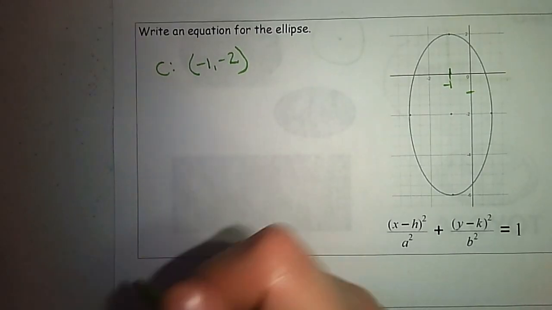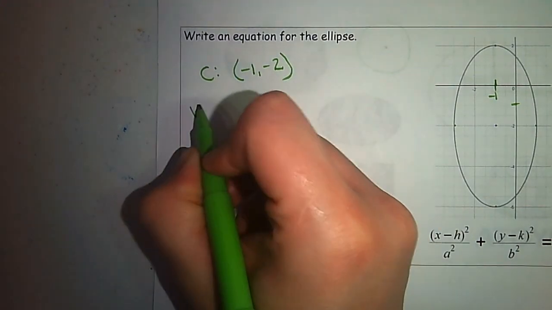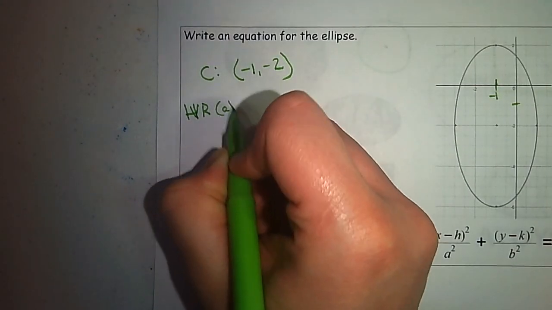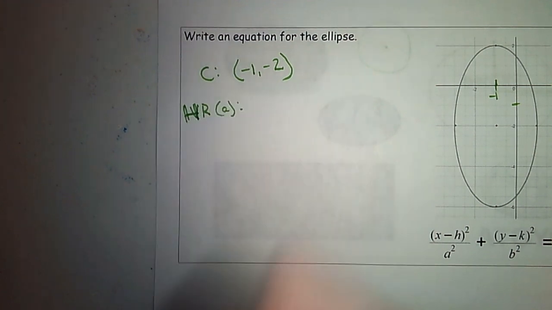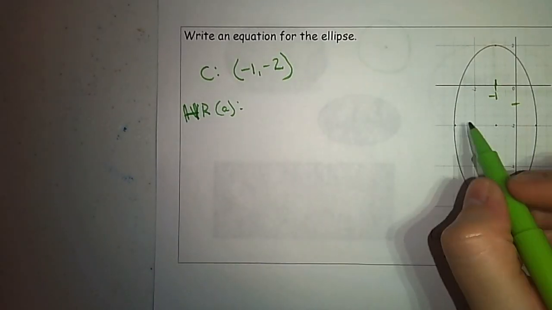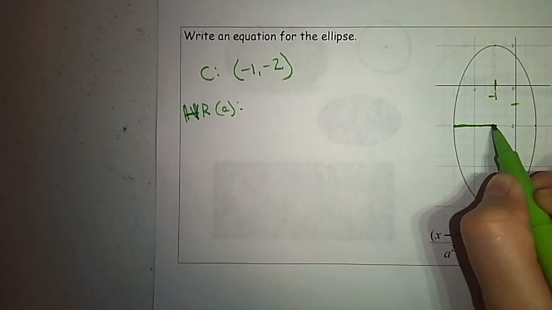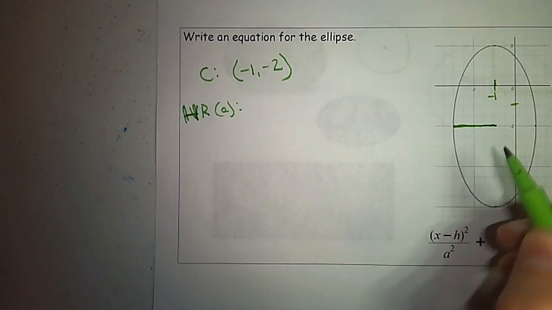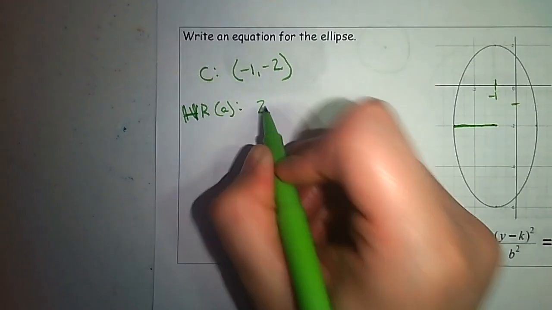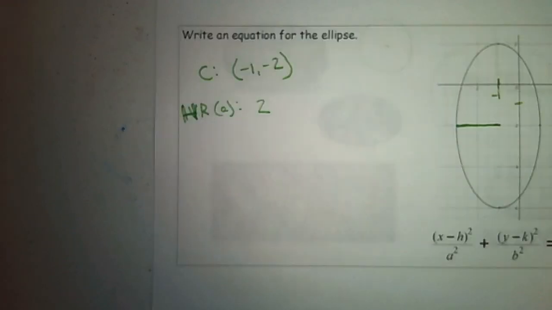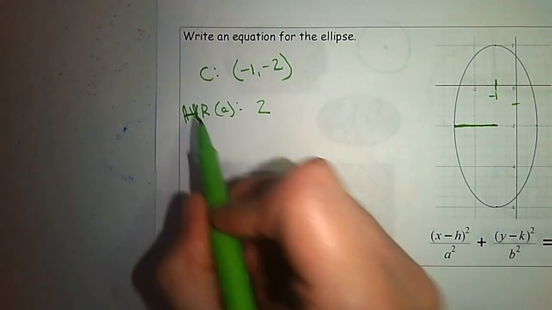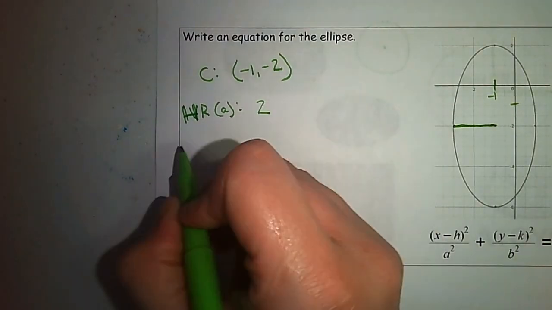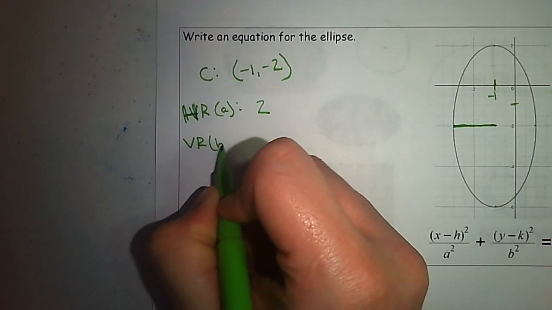Let's go ahead and identify the horizontal radius first, so the a value. This distance right here, so here's 1 and there's 2. So my horizontal radius, my a value, is 2. Sorry, I keep calling them vertical. It's horizontal radius. I'm going this way.